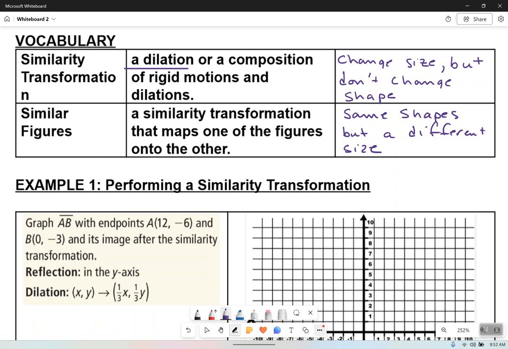here in terms of similarity transformations. But guys, the thing that we need to know in terms of similarity, you just need to know same shape, different size.